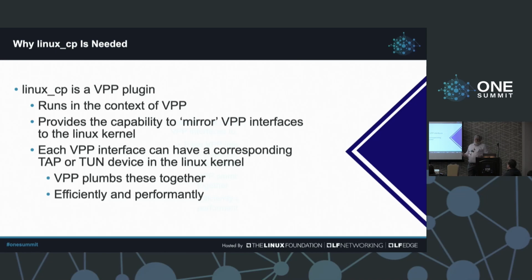And LinuxCp is a VPP plugin. It runs in the context of VPP and it has access to the insides of VPP as it needs to. But it basically mirrors these DPDK or VPP interfaces with a tap interface that appears to the Linux kernel. So every VPP interface can have a match, doesn't have to, but typically does, and can have a matching tap interface. So the kernel sees a bunch of tap interfaces and it knows what those are.